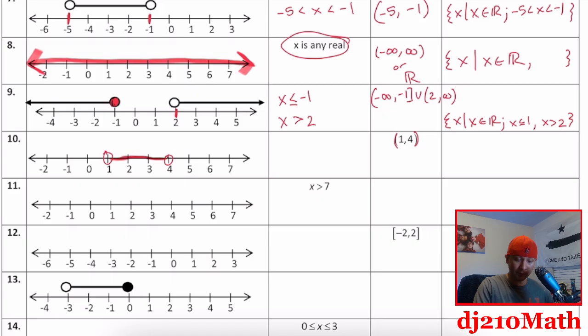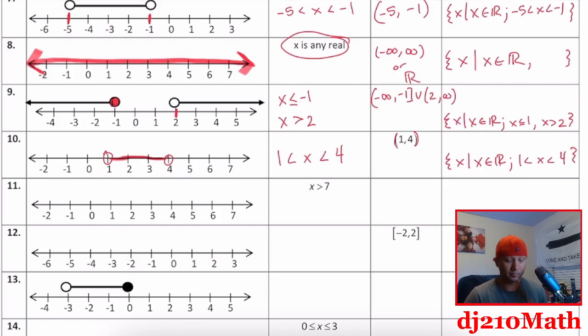So the inequality for this is going to be X is between 1 and 4, and less than. 1 is less than X, which is less than 4. For the set notation, curly brackets, X such that X is a real number and X is between 1 and 4, but not 1 or 4. Be clear on that.